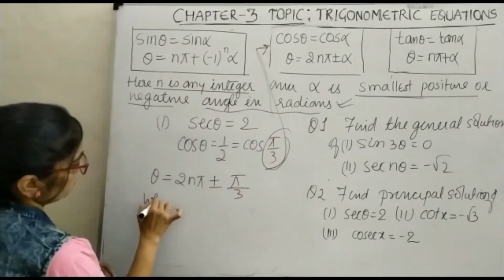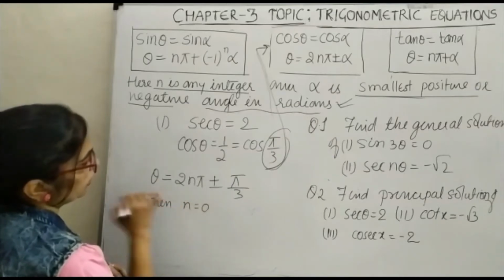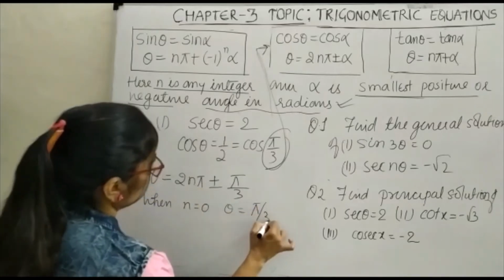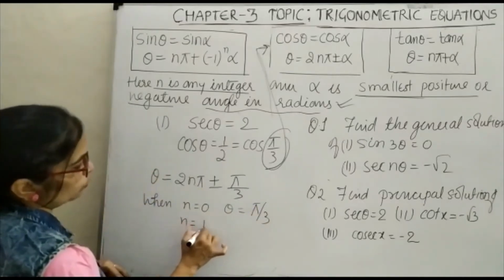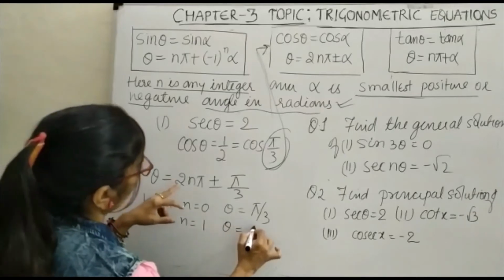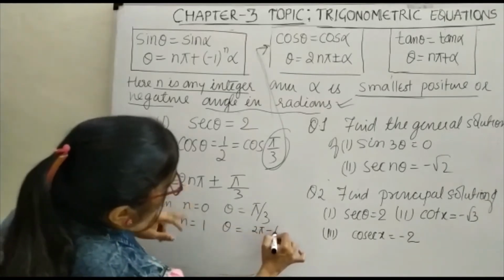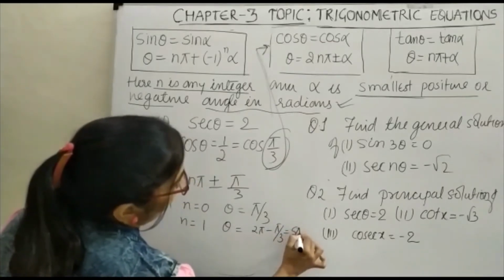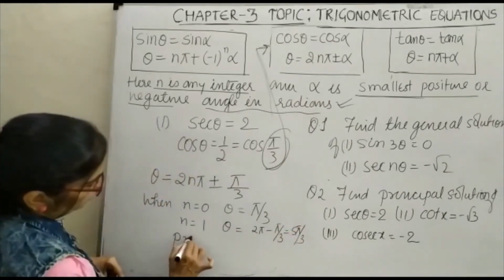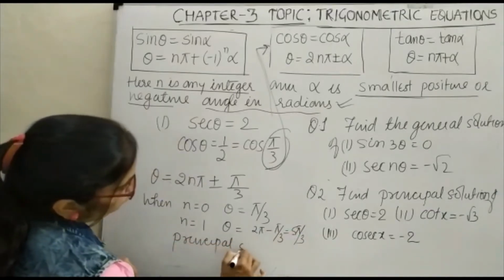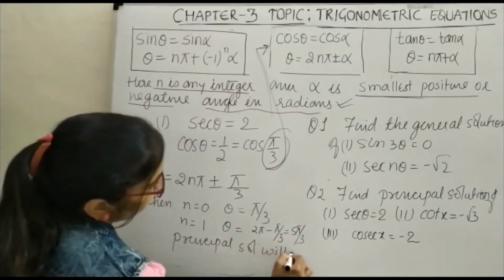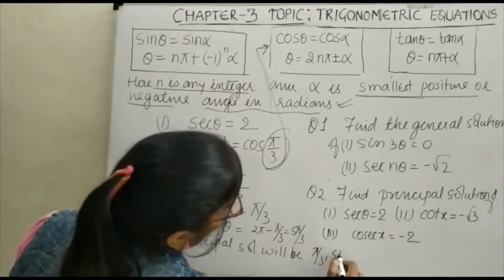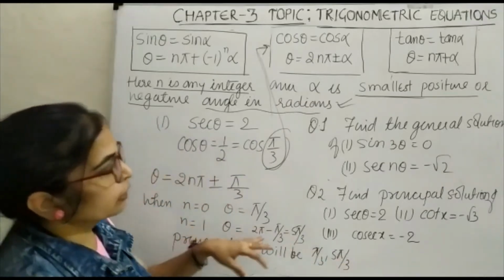So when n is equal to 0, n अगर हमने 0 लिया है तो हम थीटा अपना लेंगे प्लस, क्योंकि नेगेटिव हम नहीं ले सकते हैं, तो ये अपना pi by 3. And when n is equal to 1, theta we will take minus, that is 2 pi minus pi by 3 and that is 5 pi upon 3. तो आपका जो principal solution होगा, principal solution will be this is pi by 3 and 5 pi by 3 for the first one.